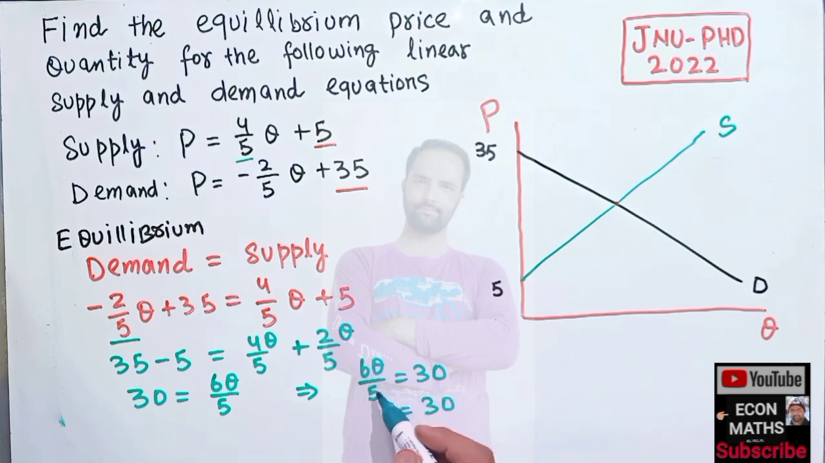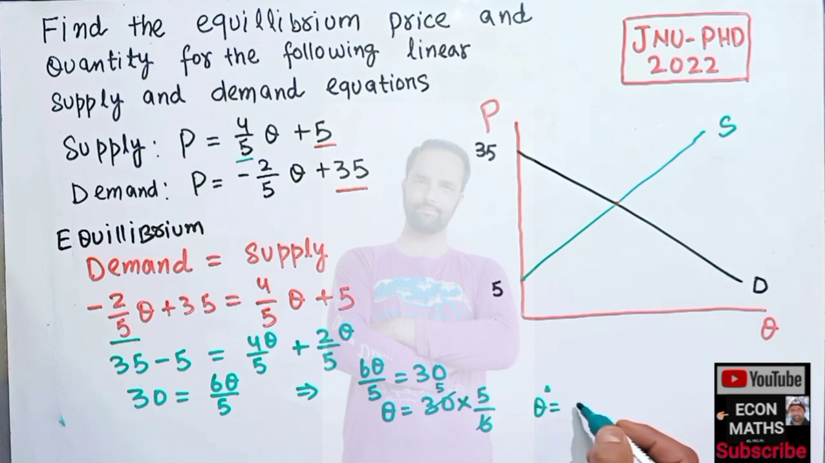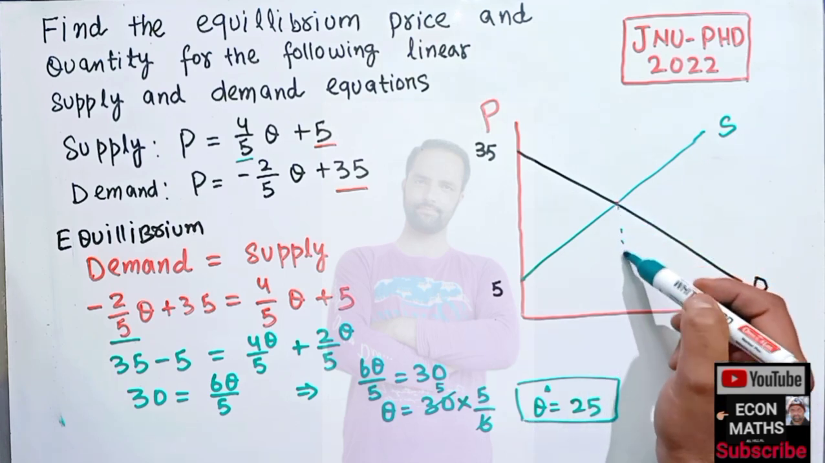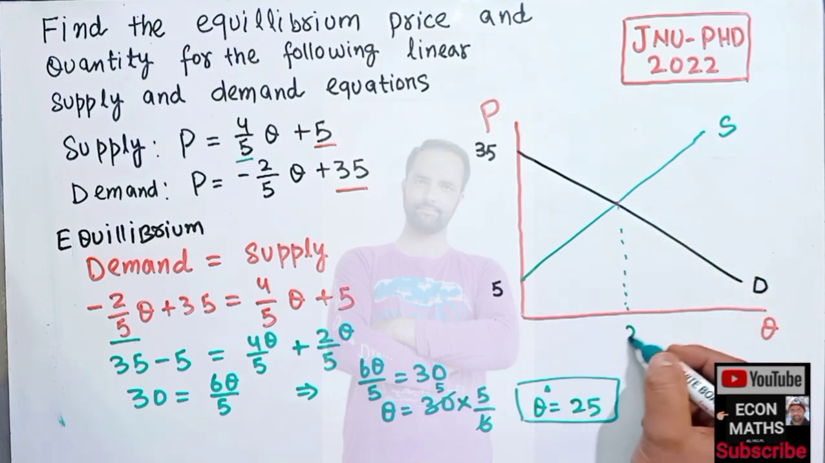If I transpose 6 upon 5 to the RHS, it will get multiplied and reciprocated, so it will become 5 upon 6. So 6 ones are 6, 5 5s are 30, so the equilibrium quantity will be equal to 5 5s are 25. So the equilibrium quantity we got is 25.